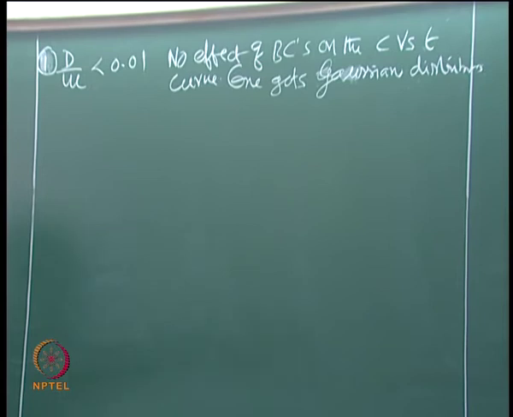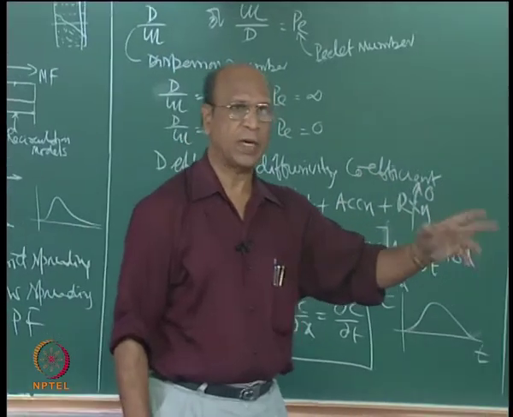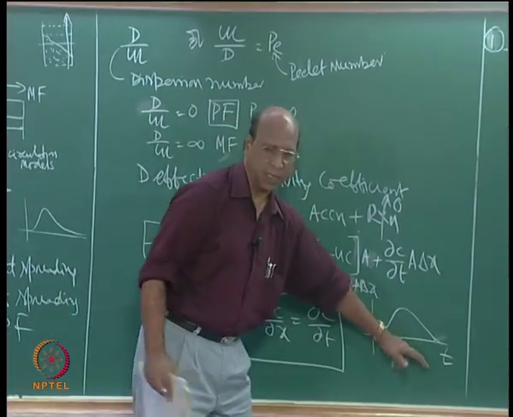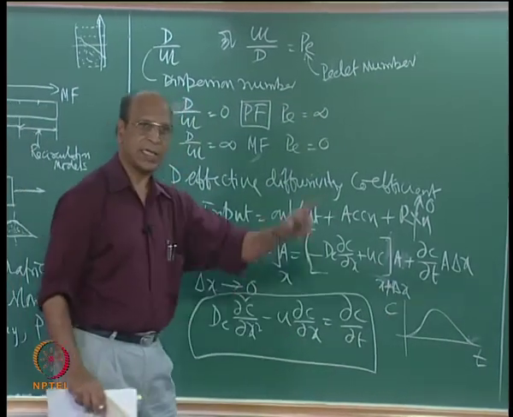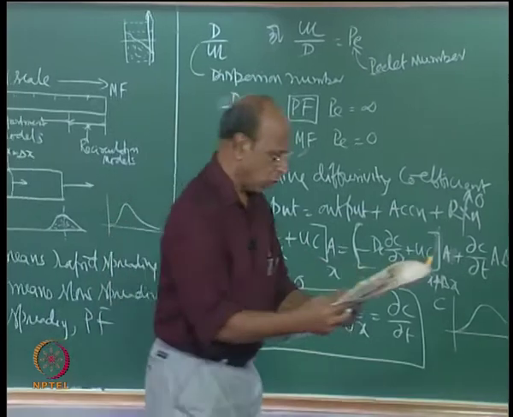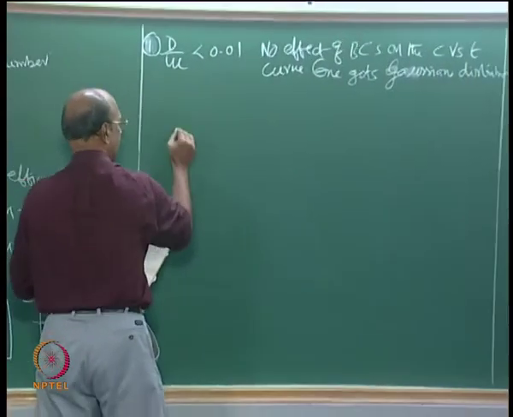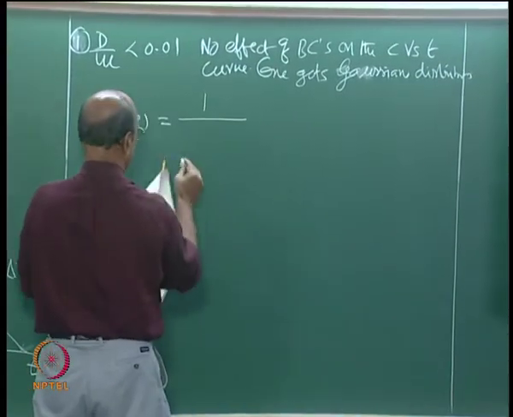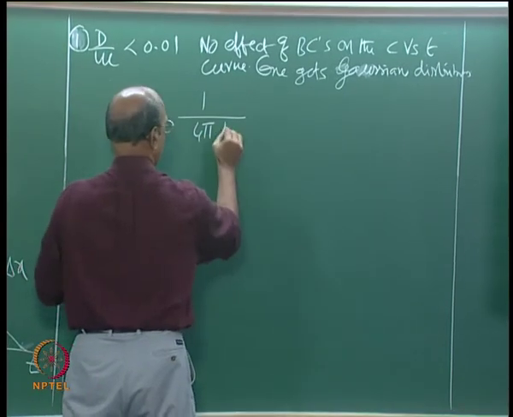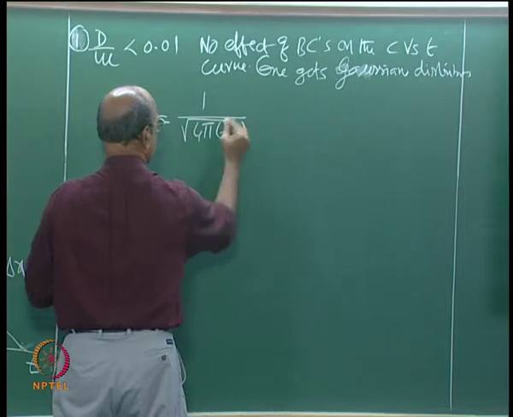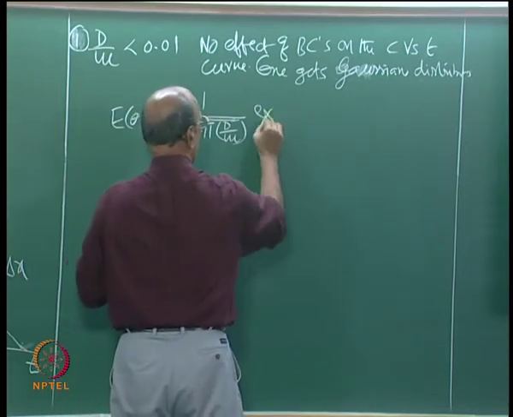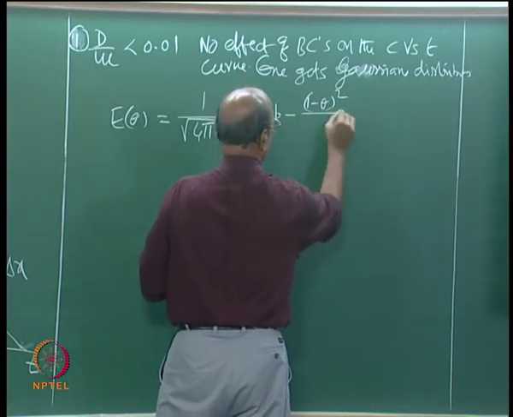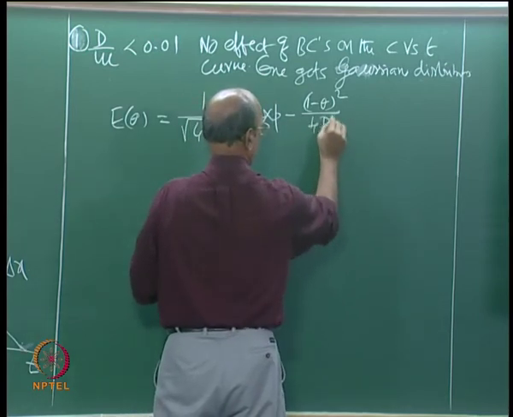And for this, there is an expression available for E theta, right? How do you get it and all that? You do not have to worry. So, our idea is to find the concentration versus time diagram or time equation after solving this, converting that into E t or E theta, right? So, it is already given in the literature, E theta for this case is E theta equal to 1 by square root of 4 pi d by u l, exponential of minus (1 minus theta) square by 4 d by u l.